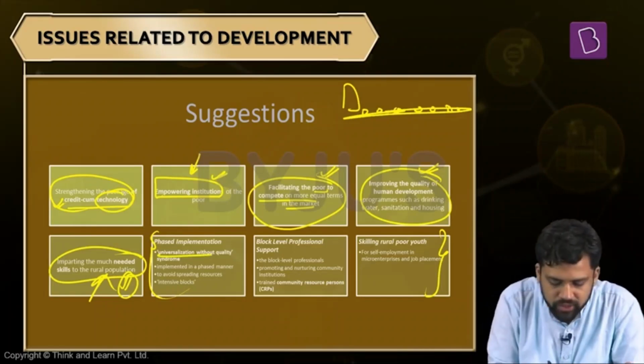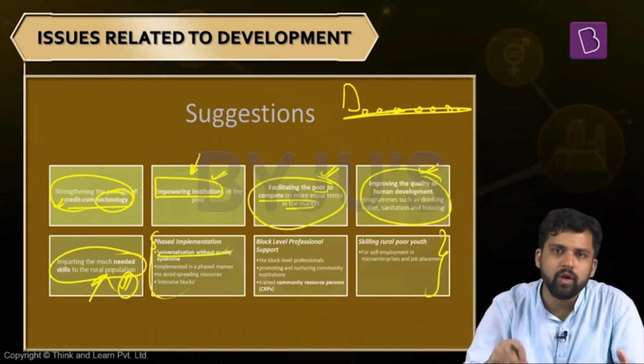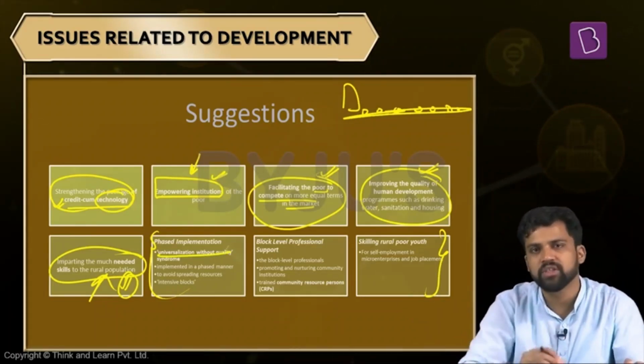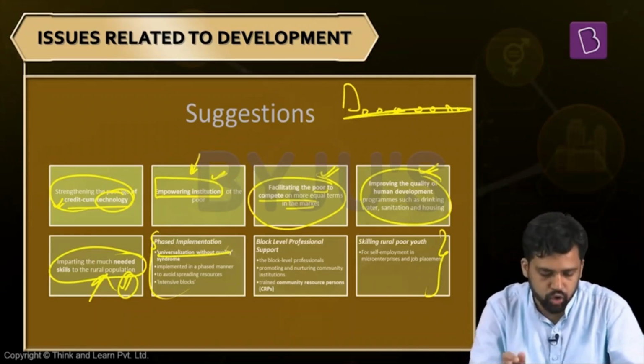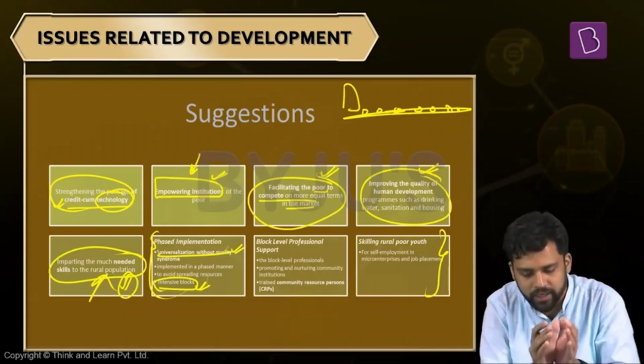What they are saying is, rather than going for universalization of the scheme, that means having the scheme everywhere, go for quality implementation. Identify some areas, develop some SDGs. When they become sustainable, move to some other areas, develop some other SDGs. Universalization without quality should not be the way ahead. Identify intensive blocks, focus attention on them, develop SDGs, and move to some other place.